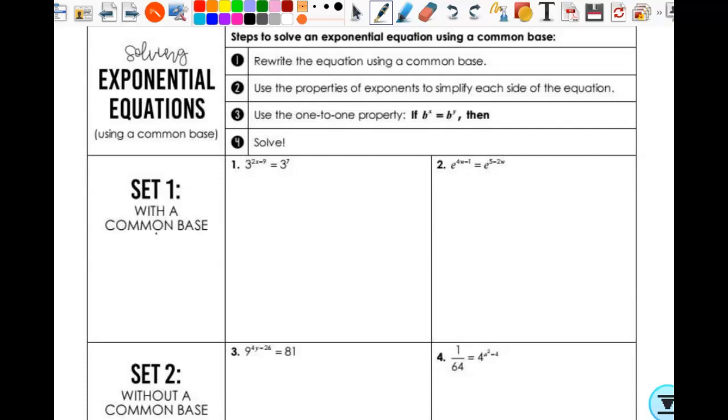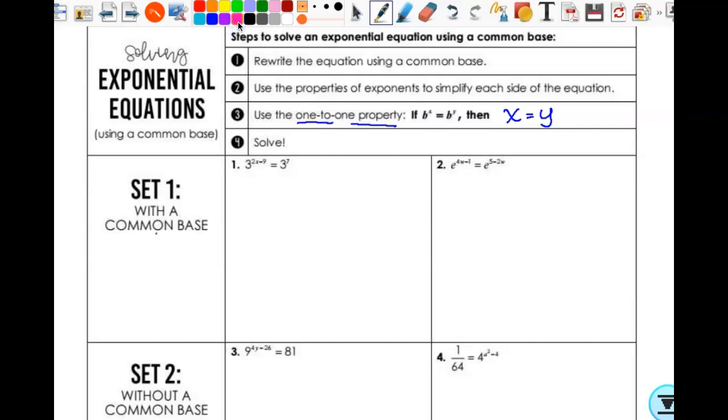All right, so our steps. We rewrite the equation using common bases. Maybe they already have them, like on 1 and 2, the bases e and e, 3 and 3. Here, these are not common bases, so we would have to rewrite them. Then we use the properties of exponents to simplify each side of the equation, if necessary. Then we use the one-to-one property. There's a one-to-one property for exponentials also. If b to the x equals b to the y, then x equals y. So if they have the same base, then whatever's up in the exponent has to be equivalent to each other. Okay, so we're going to start with number 2.